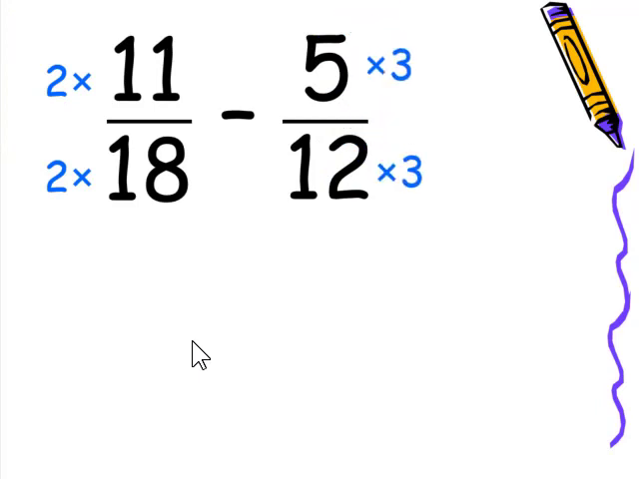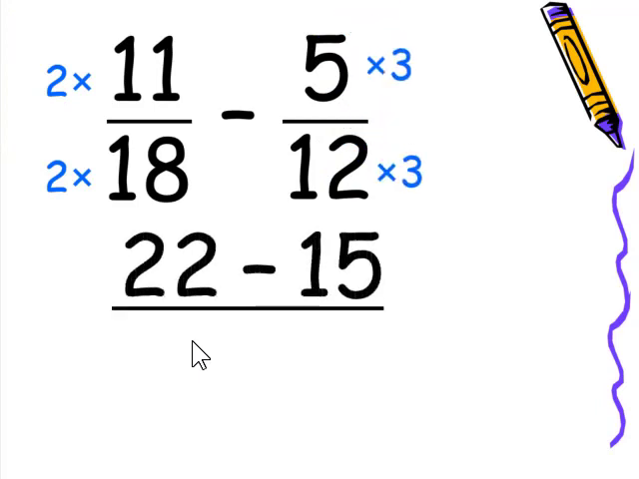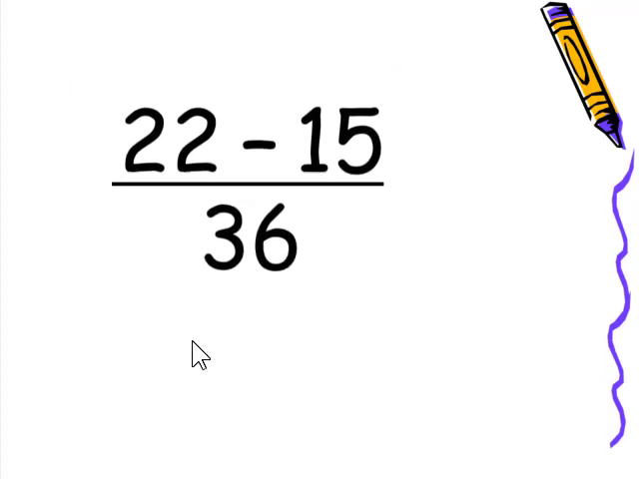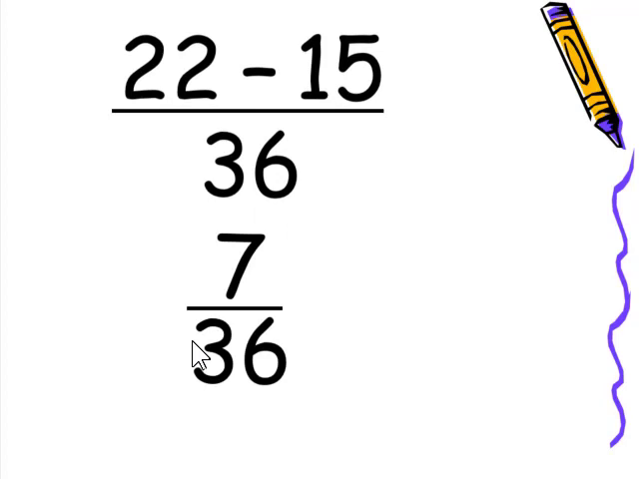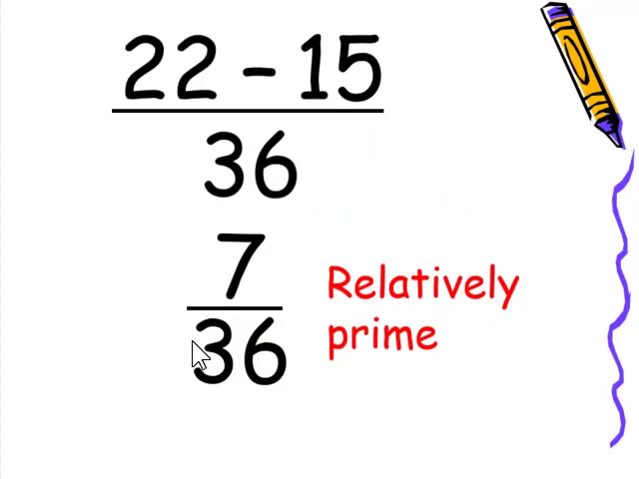2 times 11 is 22, minus 5 times 3, which is 15, all over 36. 22 minus 15 is 7 over 36. Since 7 and 36 are relatively prime, we know we have a fraction in simplest form.